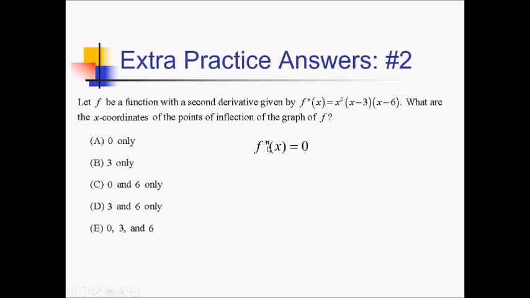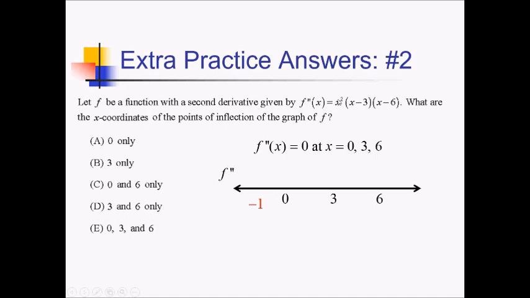So we're just going to take what they gave us, f double prime, set that equal to 0, find our critical values, and use our number line. So we see that f double prime of x equals 0 if x is 0, 3, or 6. Putting those on a number line, critical values, and this is an f double prime line now, so we have 0, 3, and 6.